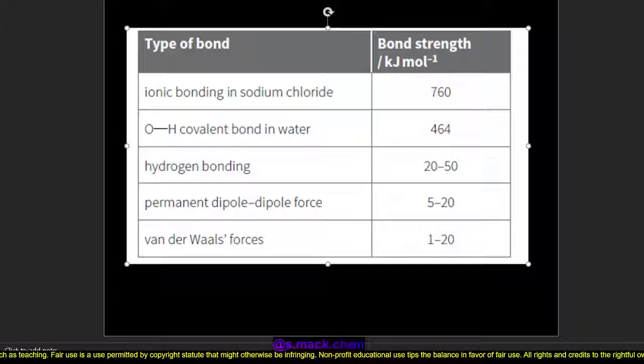Later on, we will look at classifying our weak intermolecular forces of attraction from, quote-unquote, the strongest to the weakest. But in looking at the slide in front of you, you should be able to look at the bond strength and be able to tell me, in terms of our three intermolecular forces, which is the strongest and which is the weakest.